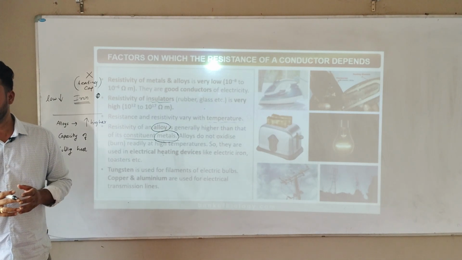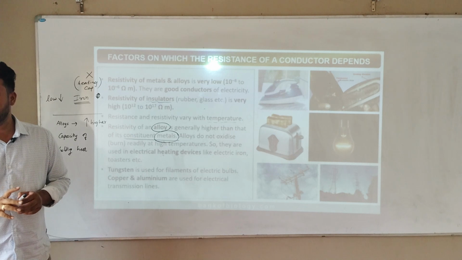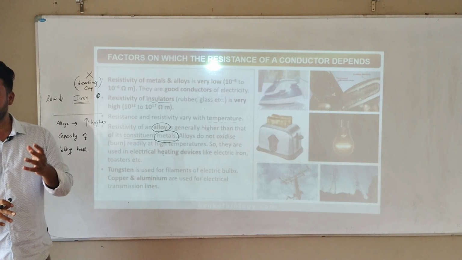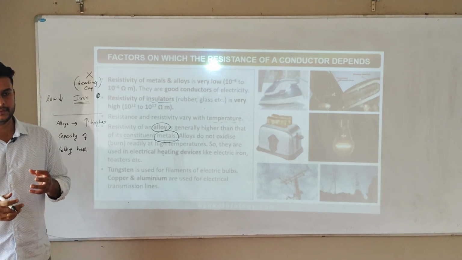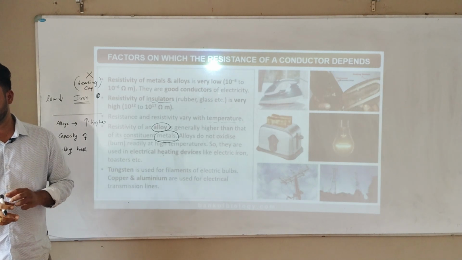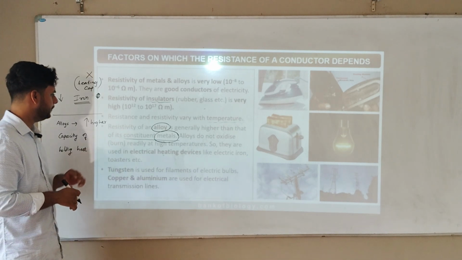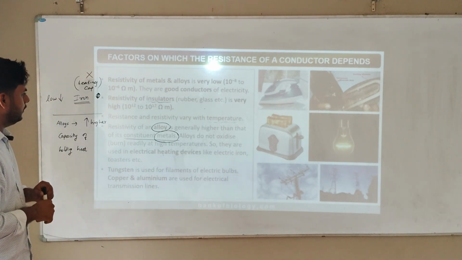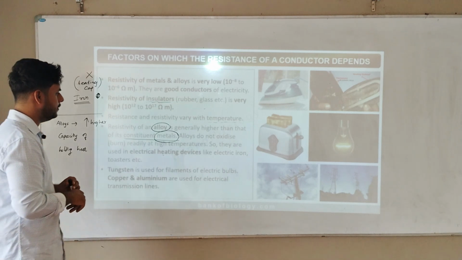Alloy doesn't melt quickly, you have to give a lot of heat. Getting that? Alloy requires more heat to burn or melt, whereas the metal requires less heat. It can burn, it can melt very easily. That is what they are saying here. Read it once again. Resistivity of an alloy is generally higher than that of its constituent metals.